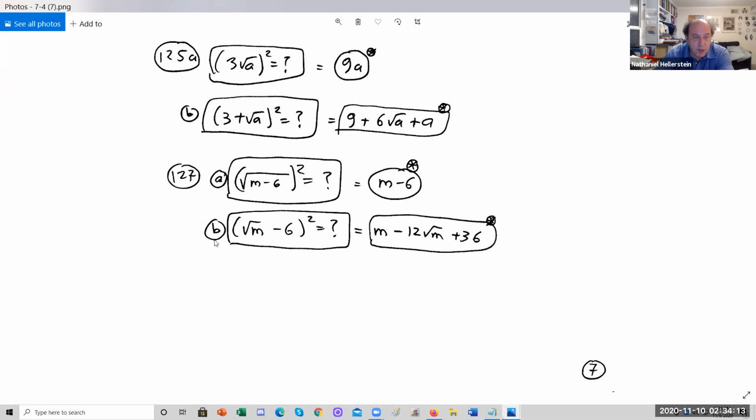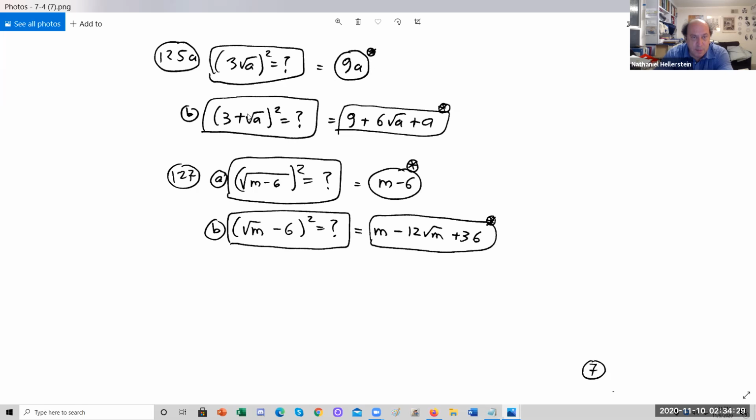125 A and B, 127 A and B. These are what the book calls lookalike problems. You have a 3 root A, square that. You have a 3 plus root A, square that. All right. Squaring this is easy. 3 squared is 9. Root A squared is A.